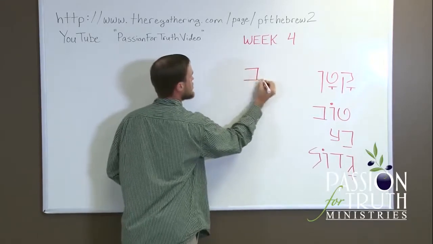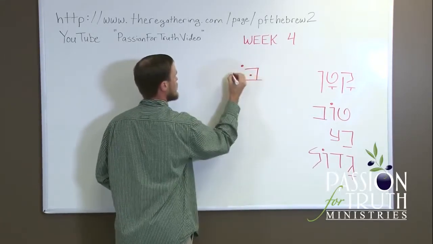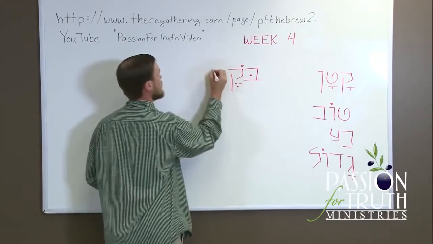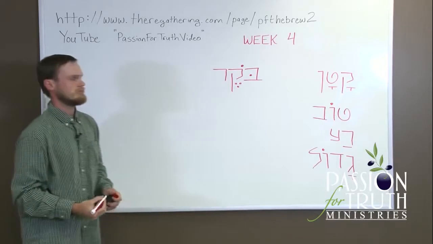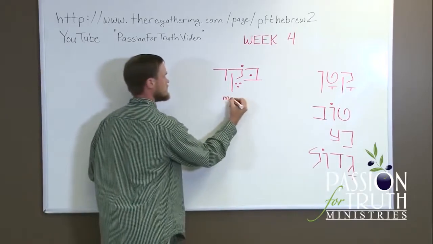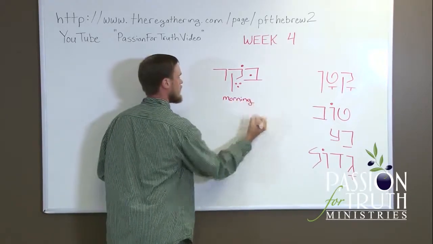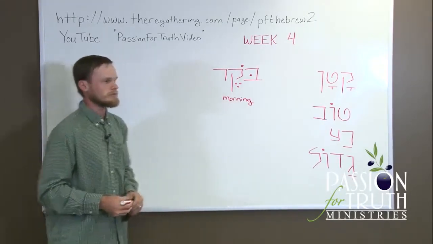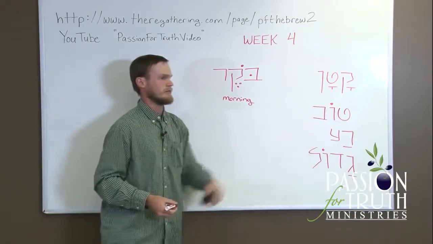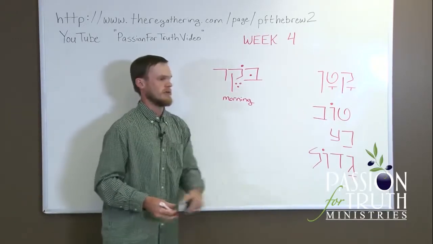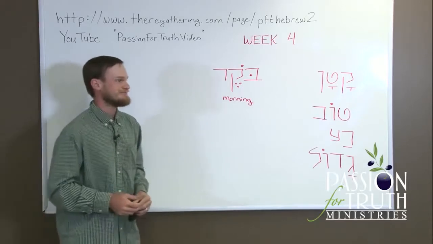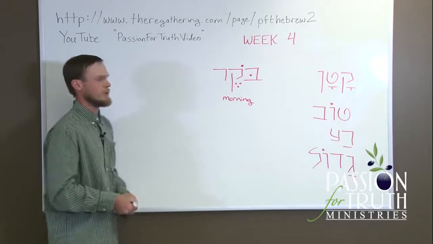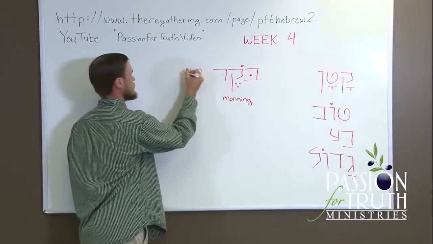Boker is spelled bait, cholam vowel, kuf, segol vowel, and then resh. Boker is morning. Now, you can't really speak of a small morning or a big morning, but you could speak of a good morning or a bad morning, although you probably say boker tov much more than boker ra. At least I hope so. So boker tov, a very common expression, good morning.